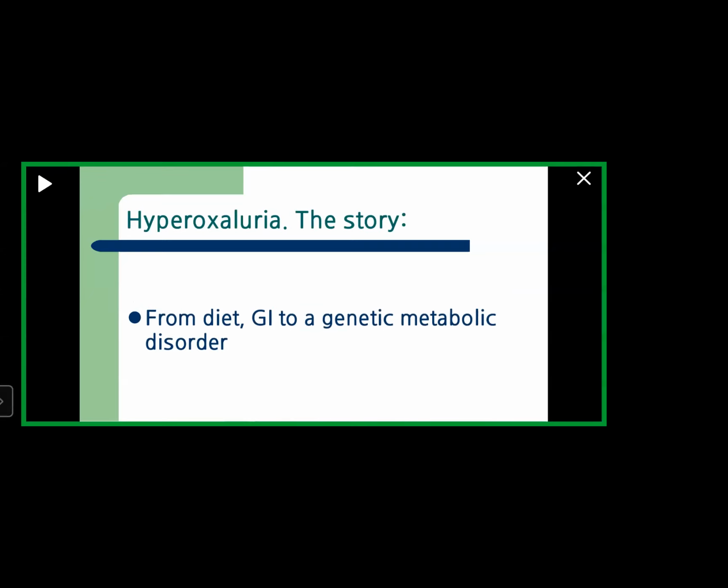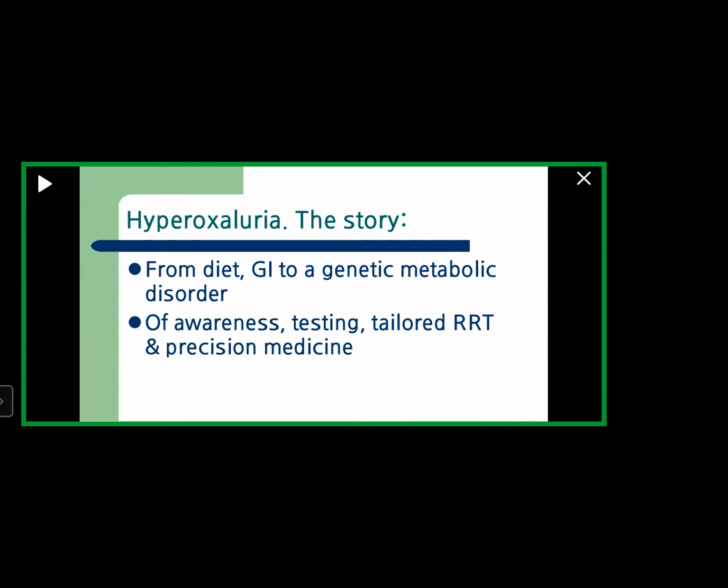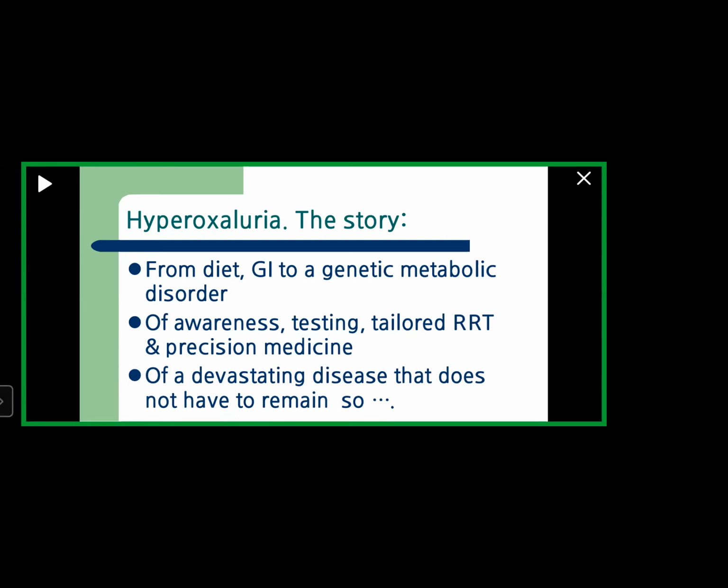The story of primary hyperoxaluria is a story from don't eat oxalate, through enteric hyperoxaluria from the GIT, to a genetic metabolic disorder, as Professor Ahmed has said in the introduction. It is a genetic metabolic disorder affecting the kidney. It's a story of awareness. We must think of this disorder, of testing, and now utilization of genetic testing to diagnose or confirm the disorder. It's a story of tailored renal replacement therapy when needed. It's a story of precision medicine, starting with Oxlumo and many others in the pipeline. It's a story of a devastating disease that does not have to remain so, and thank you.